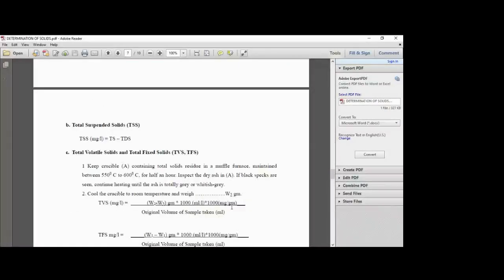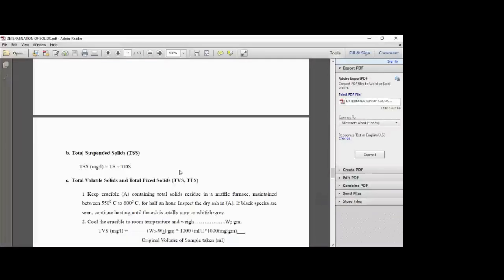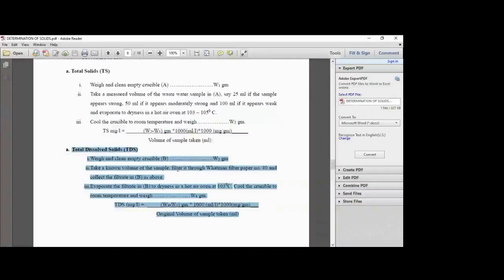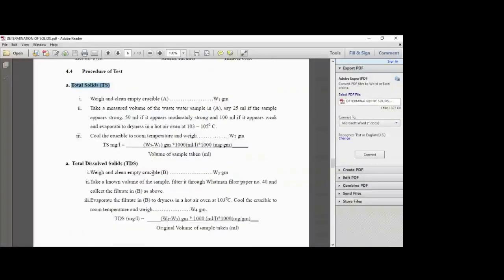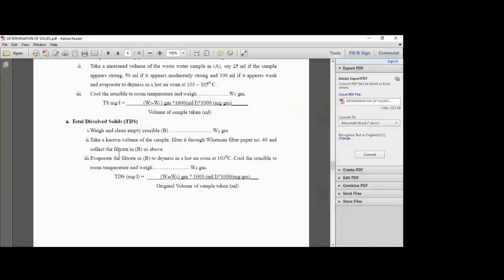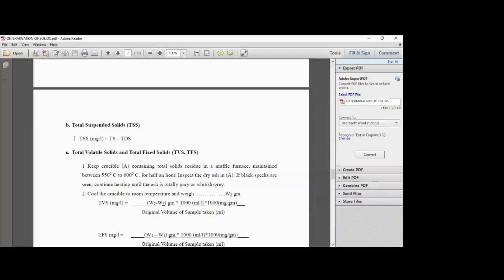Now if I have to find out the total suspended solids, we have found out what TS is, right? We have found out what TDS is, right? We also know that TS is equal to TDS plus TSS. So we can use this formula to find out TSS. So what will be the TSS? It will be nothing but the total solids concentration minus the total dissolved solids concentration, right? So this is very, very important.